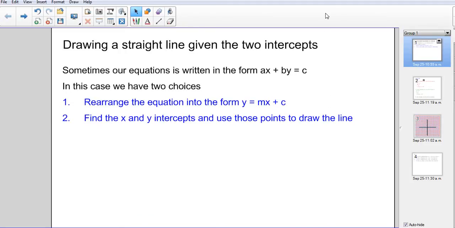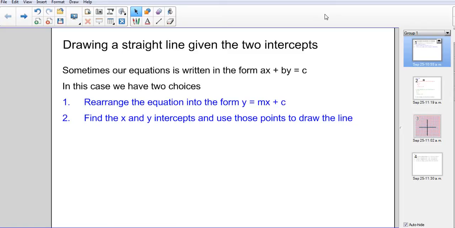So what we're going to do today, we're going to look at drawing a straight line given the two intercepts. Sometimes our equation is written in the form ax plus by equals c instead of the more usual y equals mx plus c, which we've looked at so far. So in this case we've got two choices if we want to draw these lines.